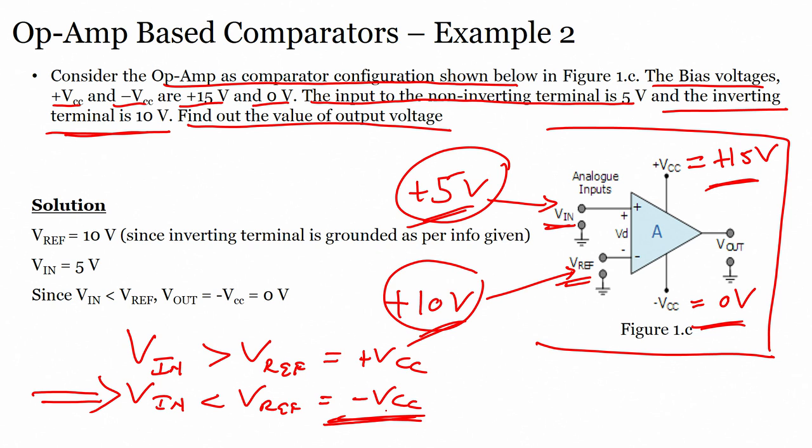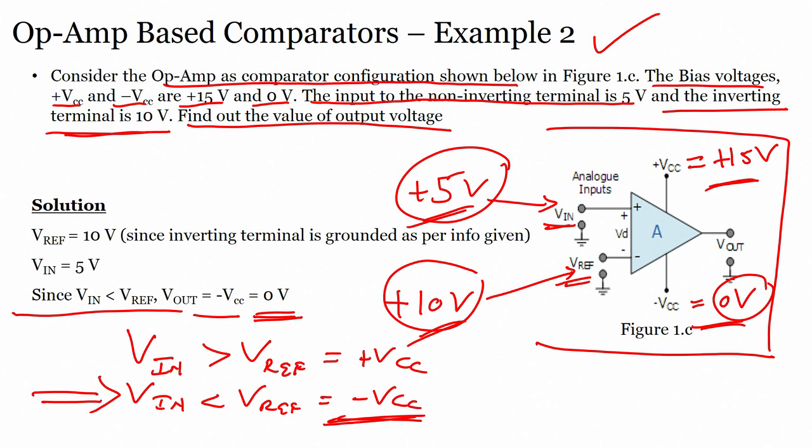Here minus VCC is 0 volts. So when you consider this example, in which V in is less than V ref, your output will go to 0 volts. Your answer is: V in is less than V ref, so V out is minus VCC, which equals 0. So, you guys understood now?